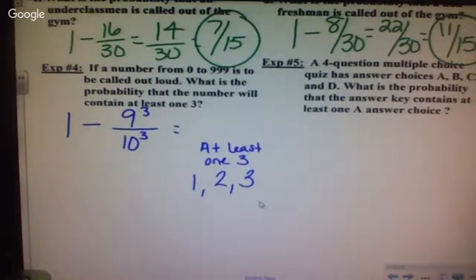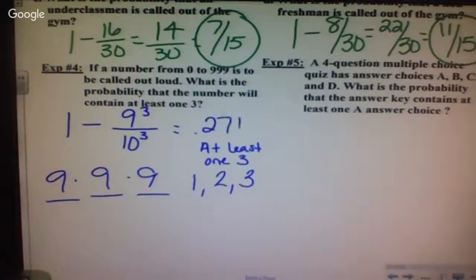Why do you put it to the third? Because you're talking about a 3-digit number. So my number has to be something, something, something. So I have 9 options, 9 options, 9 options, which is 9 to the third. Okay. So if you actually subtract that, you get 0.271.